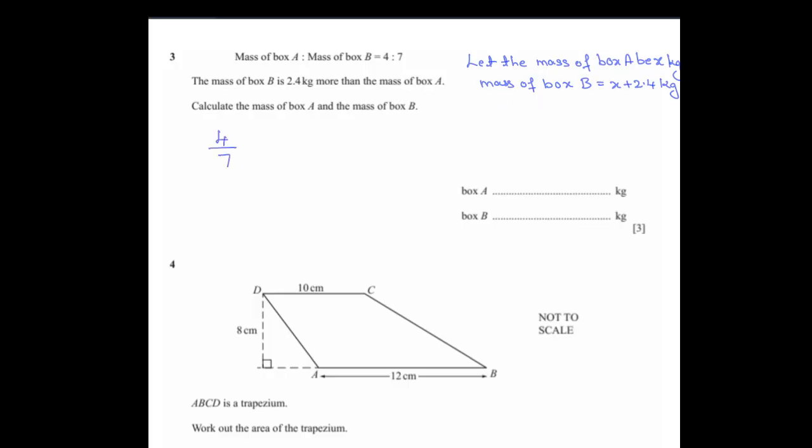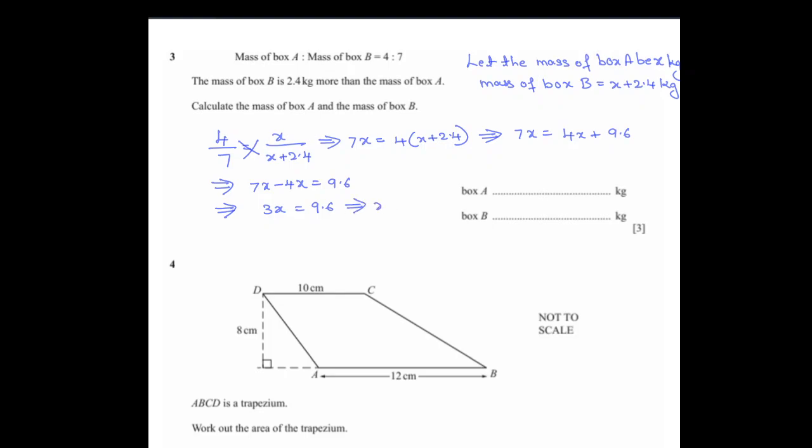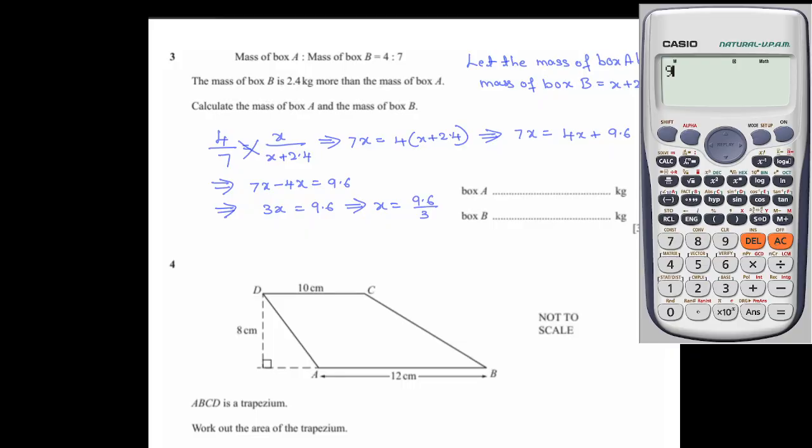Now take the ratio as a fraction and write these masses also as a fraction. Cross multiply. So 7 into x is 7x, and 4 into (x plus 2.4). This gives 7x equals, opening the brackets, 4x plus 9.6. Now bring the x terms together: 7x minus 4x is 3x, equal to 9.6. Bringing the 3 to the other side, it gets divided. 9.6 divided by 3 is 3.2.